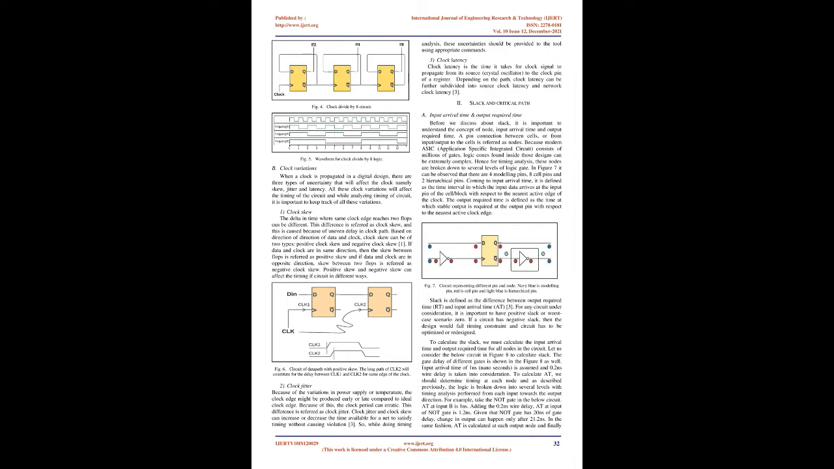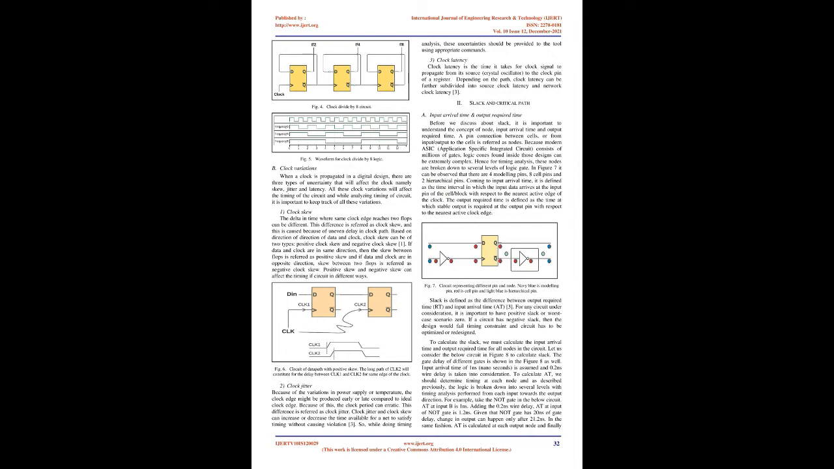If a circuit has negative slack, then the design would fail the timing constraint and the circuit has to be optimized or redesigned. To calculate the slack, we must calculate the input arrival time and output required time for all nodes in the circuit. Let us consider the below circuit in Figure 8 to calculate slack. The gate delay of different gates is shown in Figure 8 as well. An input arrival time of 1 ns, nanoseconds, is assumed and 0.2 ns wire delay is taken into consideration.